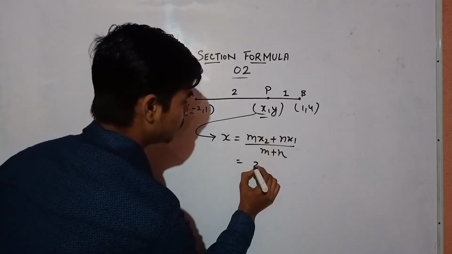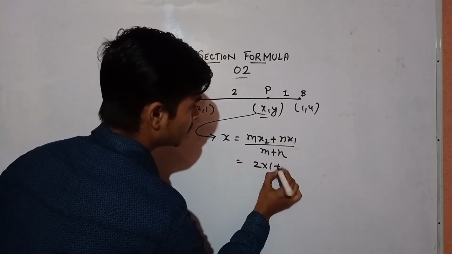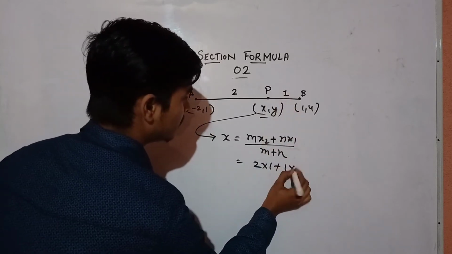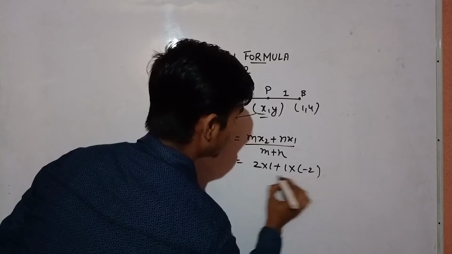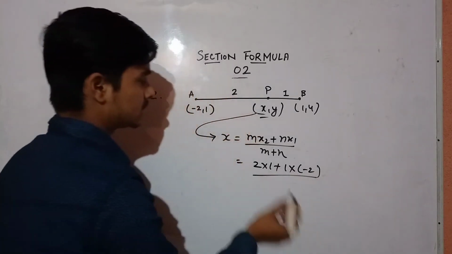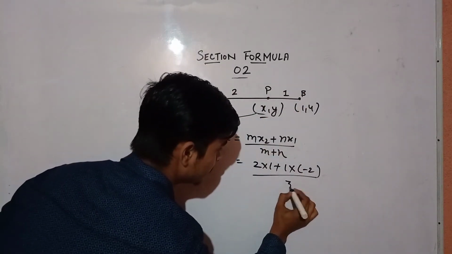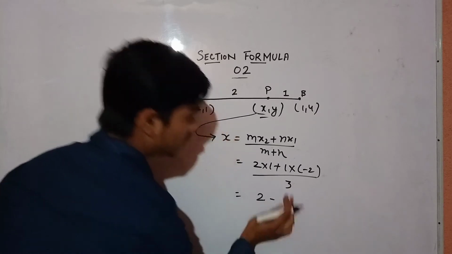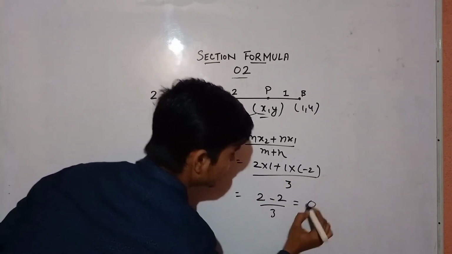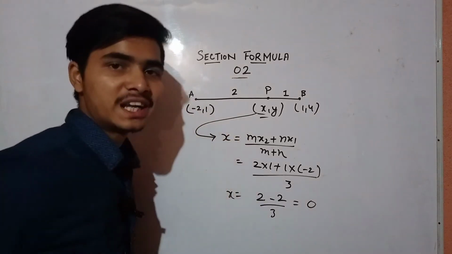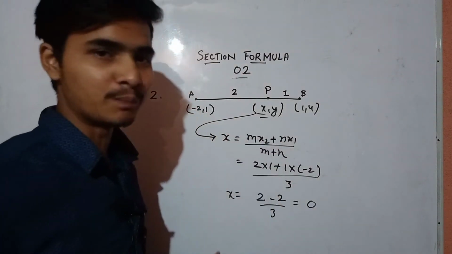M is 2, x2 is 1 plus n is 1, and x1 is -2 divided by m plus n, means 2 plus 1, which is 3. So 2 minus 2 divided by 3, which is 0. So our x coordinate answer is 0.